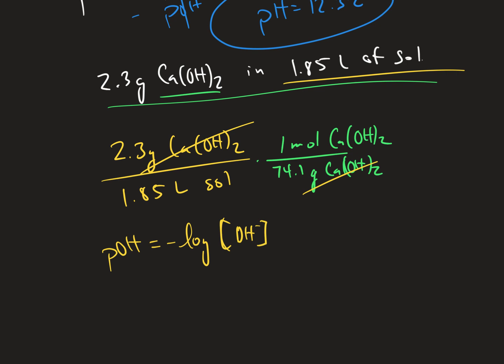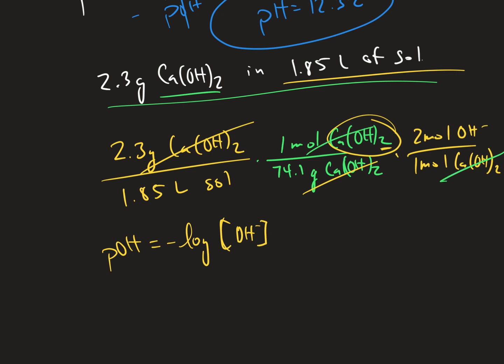For every 1 mole of calcium hydroxide, we have 2 moles of hydroxide. Everybody get that? We have 2 to 1, right? So moles of calcium hydroxide go away. We're left with moles per liter of hydroxide. That's what we're looking for. We can find that answer and put it in here. So what do we get? Somebody calculate that.